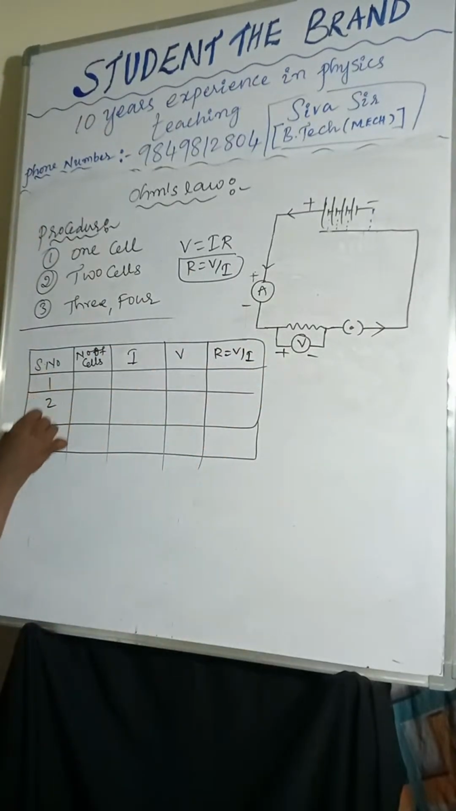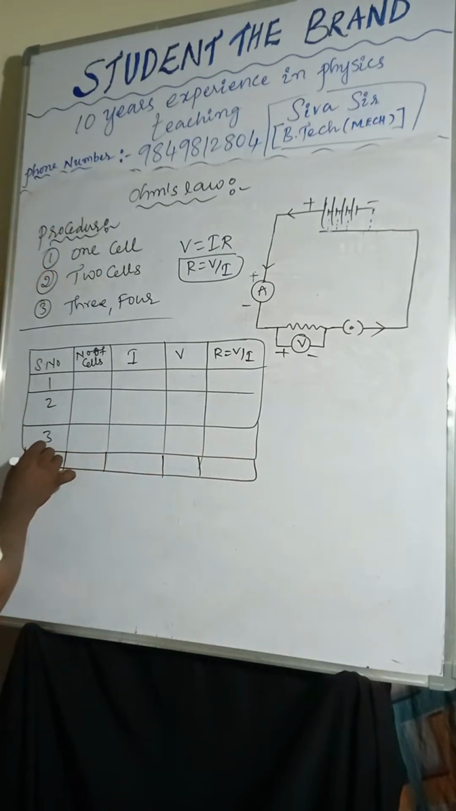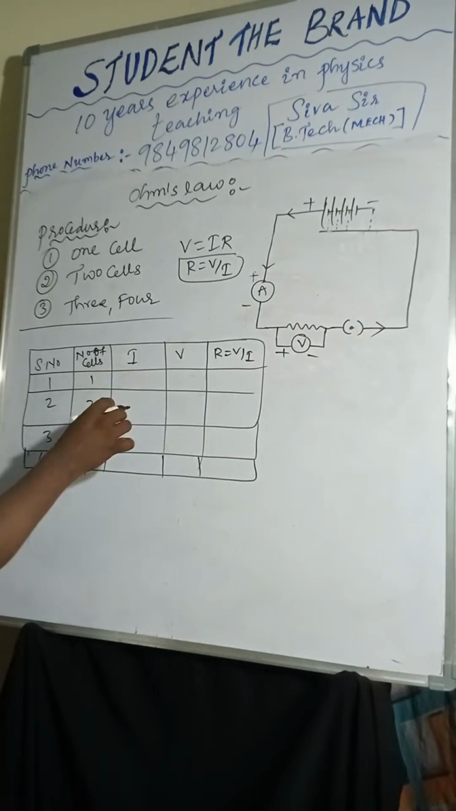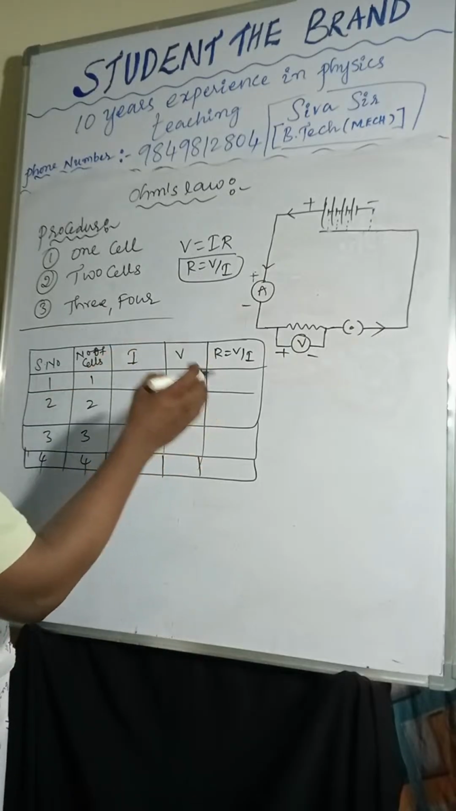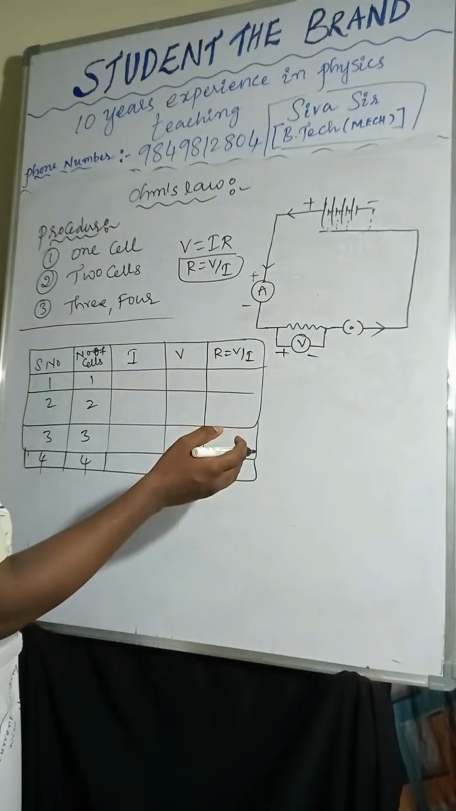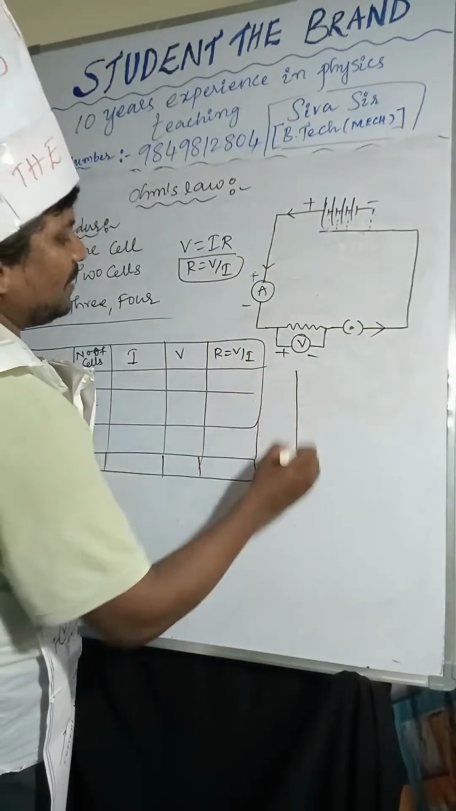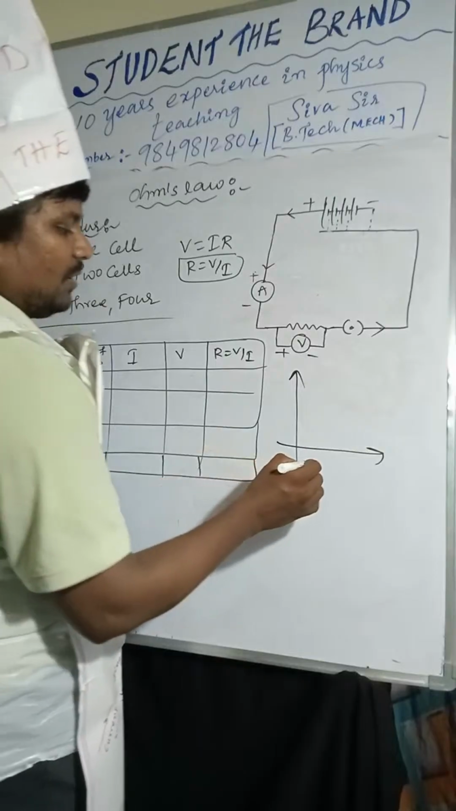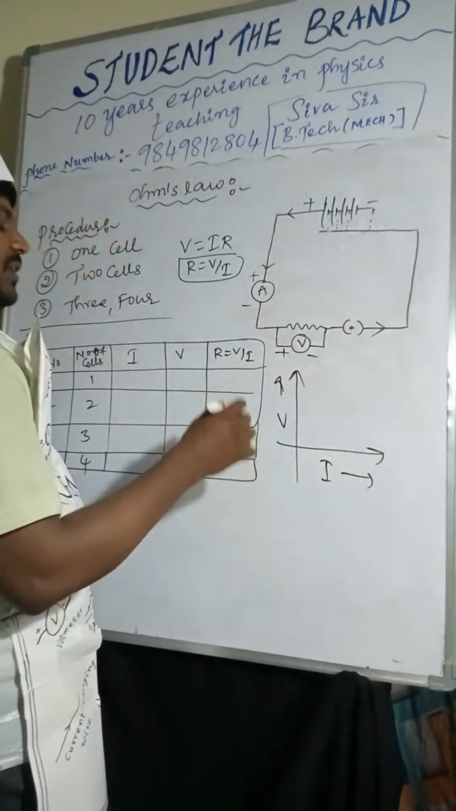For 1, 2, 3, how many cells are we connecting? 4 cells. So connect 4 cells, and every time note down the reading of ammeter and voltmeter, that is, current and potential difference. Then draw the graph for V and I: I on the x-axis, V on the y-axis.